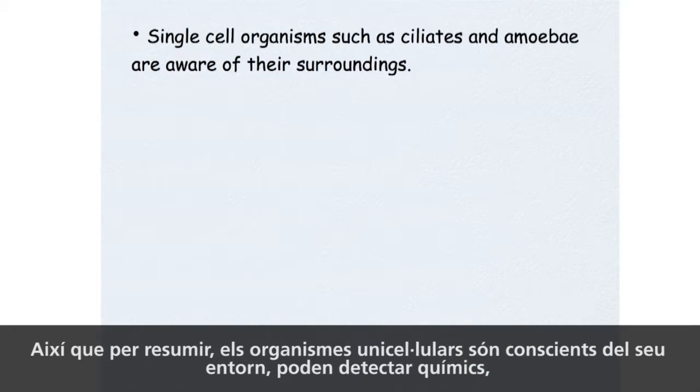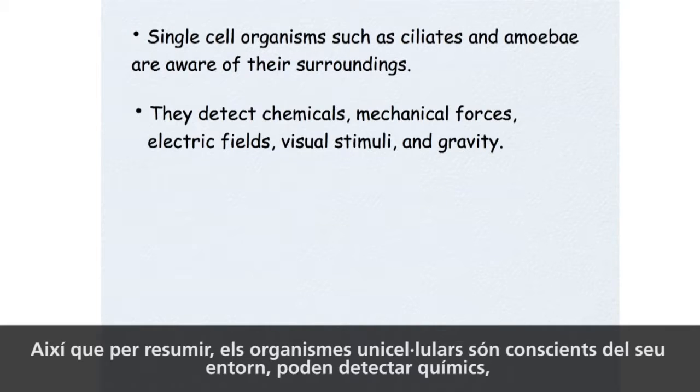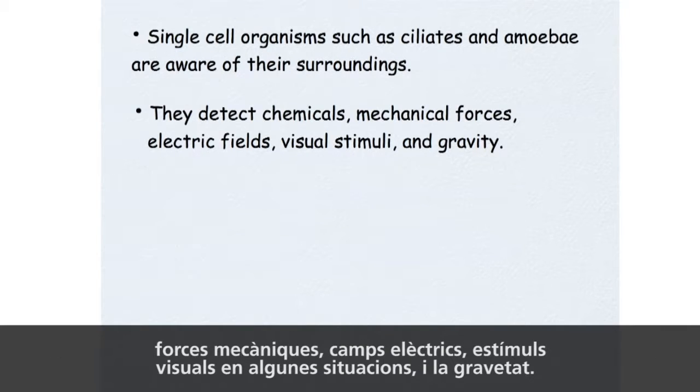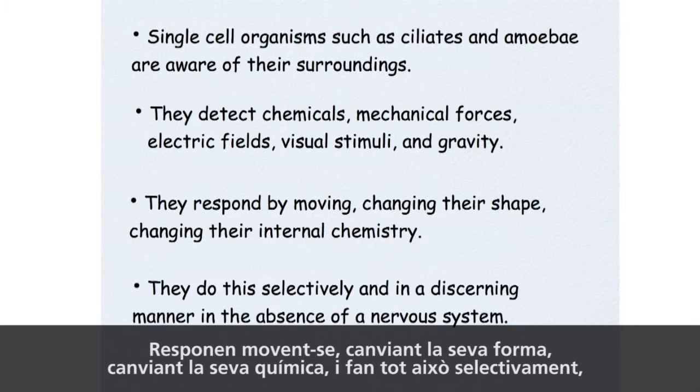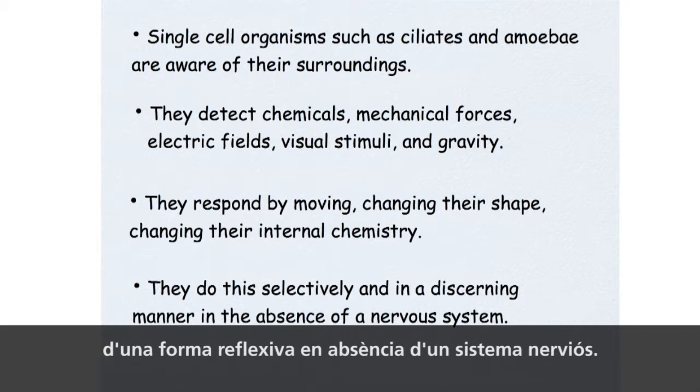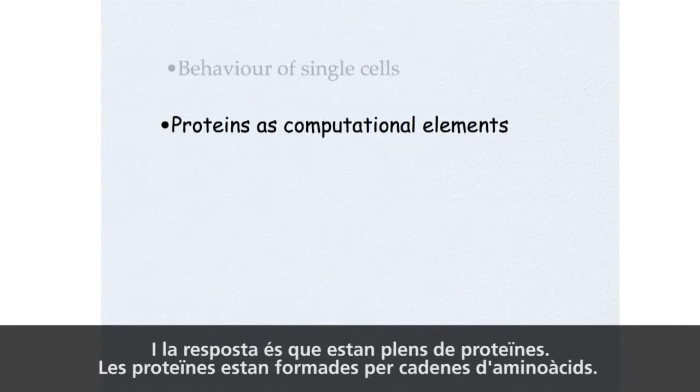So just to summarize, single-celled organisms are aware of their surroundings. They can detect chemicals, mechanical forces, electric fields, visual stimuli in some situations, and gravity. They respond by moving, changing their shape, changing their chemistry, and they do this selectively in a discerning manner in the absence of a nervous system. So how do they do it? And the answer is that they are full of proteins.